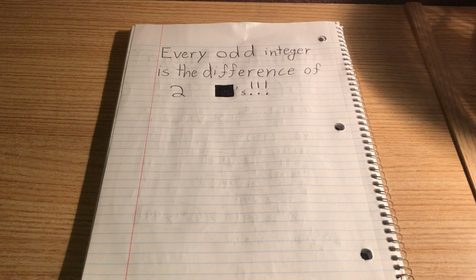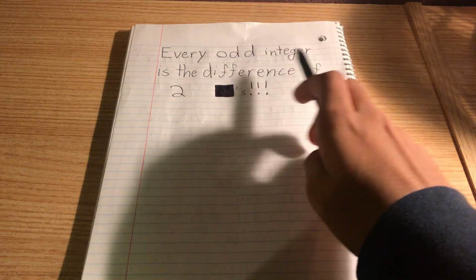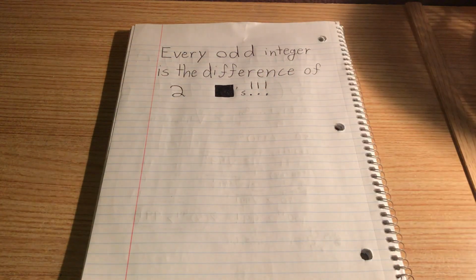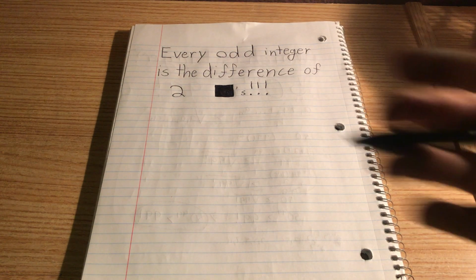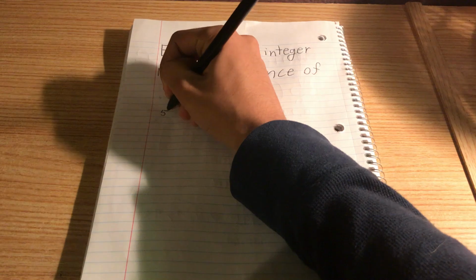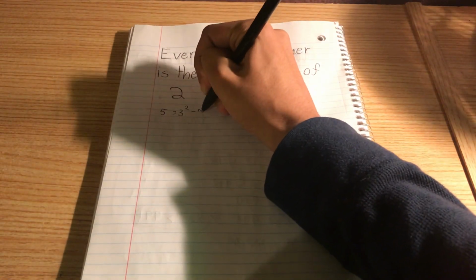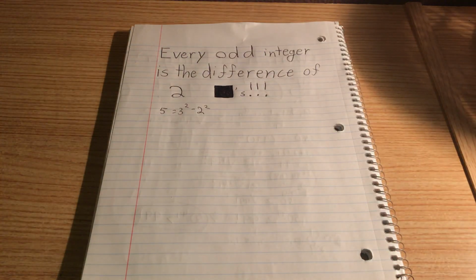Hello everyone, today I have a pretty cool piece of mathematical trivia. Every odd integer is the difference of two perfect squares. Now what do I mean by that? Well, we can say that 5 is equal to 3 squared minus 2 squared. You can check that yourself.